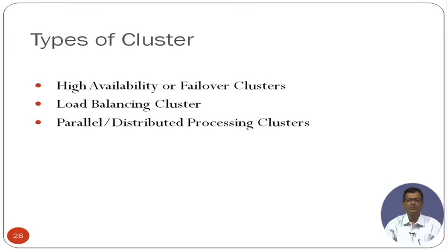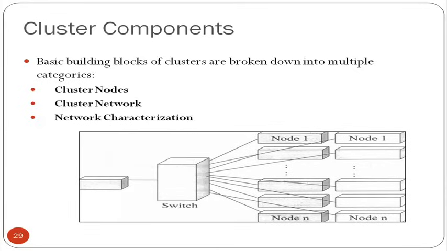There are several types of clusters. A few of them are high availability or failover clusters, where the resources should be highly available; if there is any failure of a cluster node, the other nodes take care. There are load balancing clusters, where the load for particular processes is balanced by the cluster. There are parallel distributed processing clusters, which facilitate parallel and distributed processing. If we look at typical cluster nodes, there are several cluster nodes and an interconnect network which connects them, with different network characterizations, like how it will be connected and the different types of mechanisms.